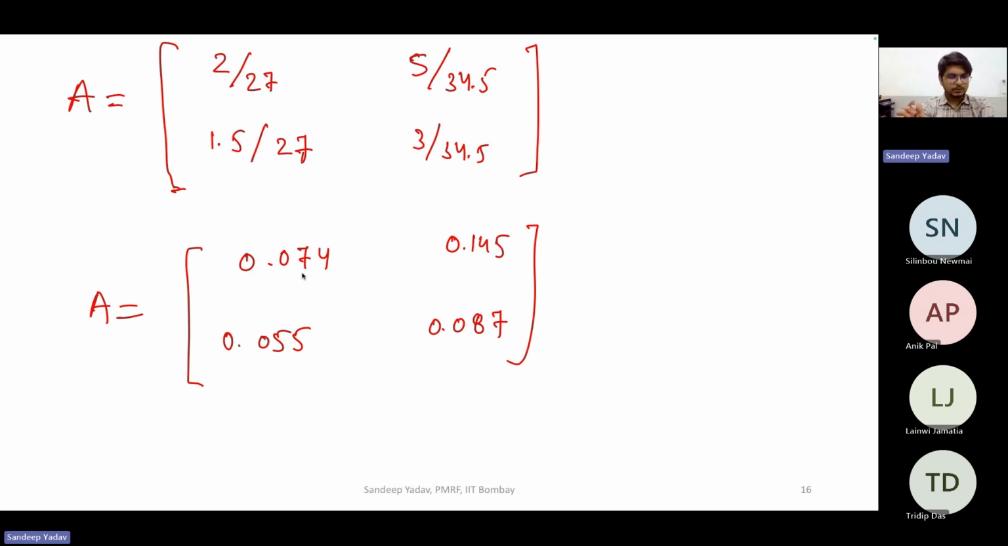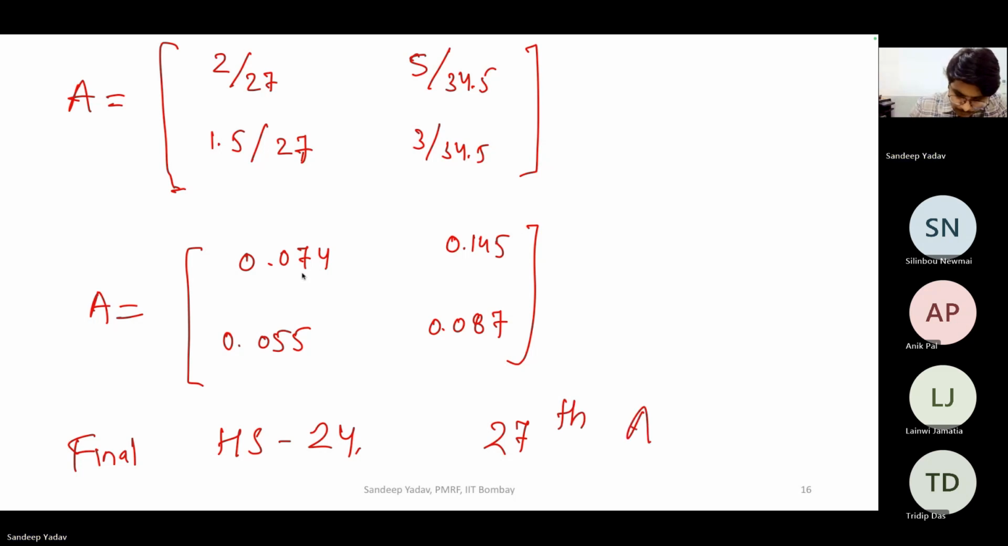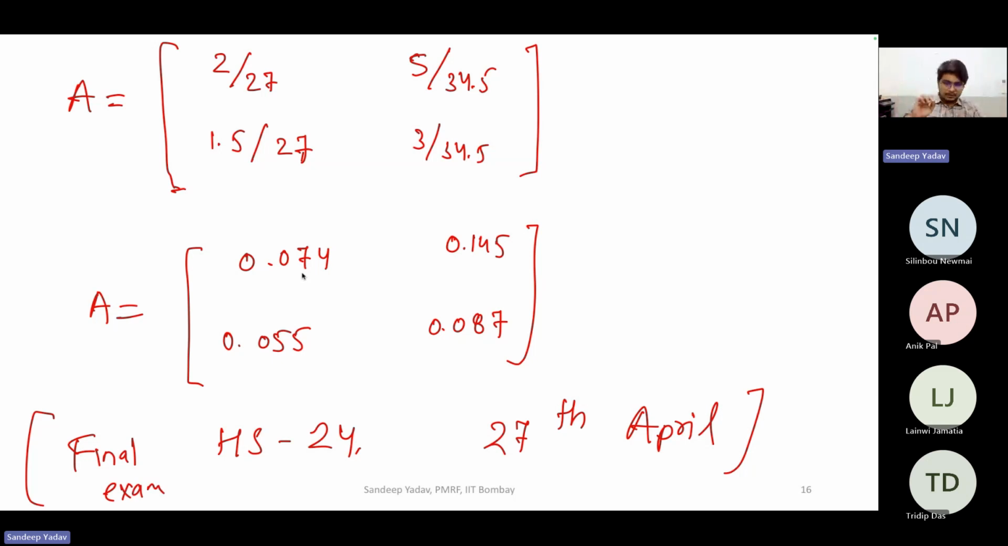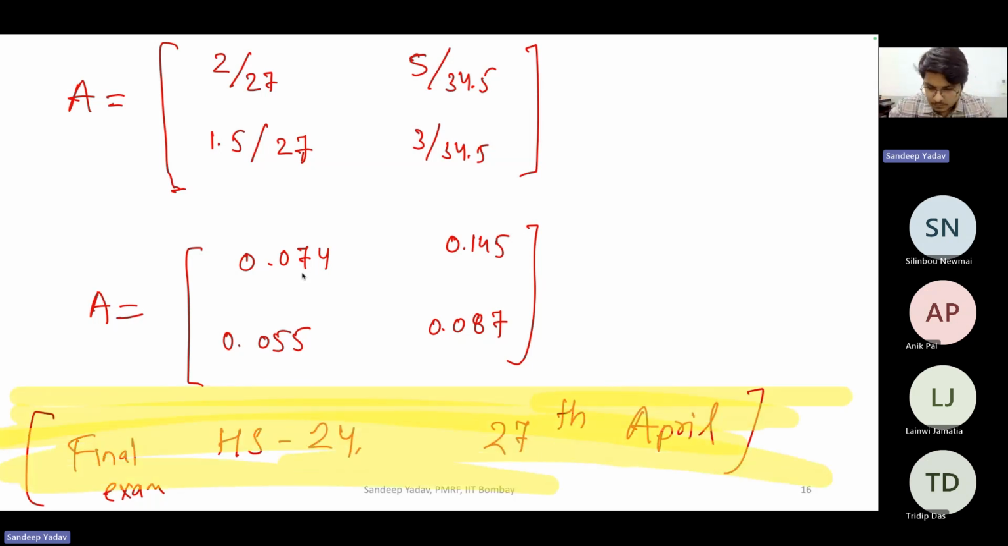So as you already know, the final exam of this course would be on the 27th of April. This is the exam of 27th of April. That's an announcement that I'm making here. You will also receive a mail from the NPTEL team. So currently it's on this date, so you just note it down.